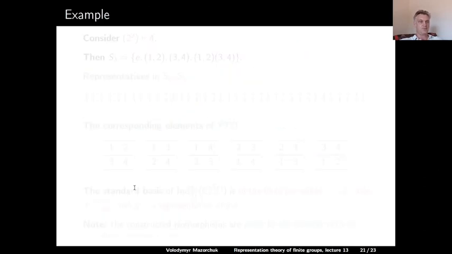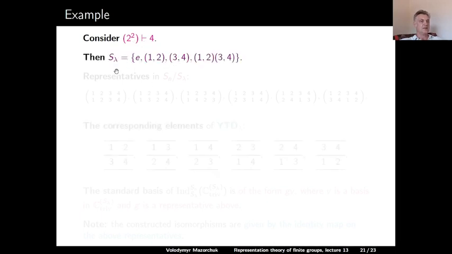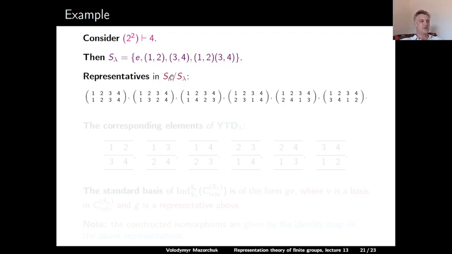So here is an example. So consider the partition 2,2 of 4. Then S lambda, we have seen it. It consists of the identity, the transposition of 1 and 2, the transposition of 3 and 4, and the product (1 2)(3 4). Let us fix the following representatives in Sn modulo S lambda acting on the right. So we have the identity, then we can swap 3 and 2, then we can have the cycle where 2 goes to 4 and 4 goes to 3 and 3 goes to 2.